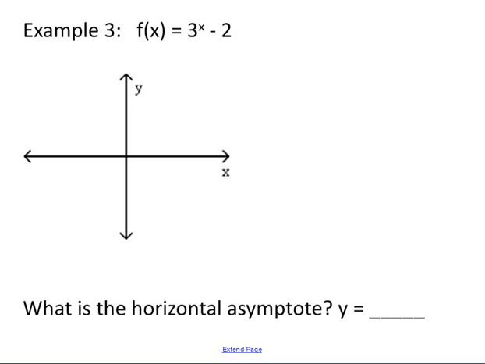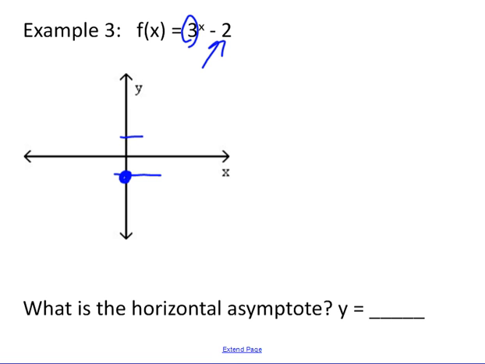Again, I have f of x is equal to 3 to the x minus 2. It doesn't matter what this number is. The exponential graph always looks the same. Traditionally, it goes through this point right here. But notice I have this negative 2, which is outside of the exponent. So that's going to shift my graph down 2. So down 1, down 2. So now my point is here. It's gone down 2 units.